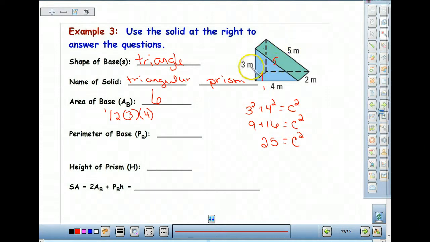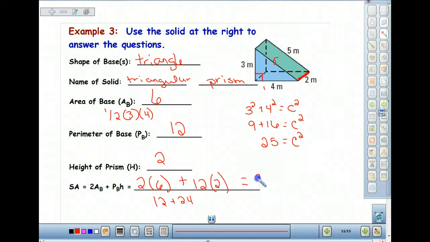Okay, so add them all up, 7, 12? I hope so. And the height, remember the distance between the two, this is going to be my height right here, which is 2. And then we plug it into the formula. We've got 2 times, what's the area of my base? Is 6, plus my perimeter is 12, times my height, which is 2. So we get 12 plus 24 is going to give me 36. Don't forget to label it. We're talking about meters, and we're talking about surface area, so meters squared.